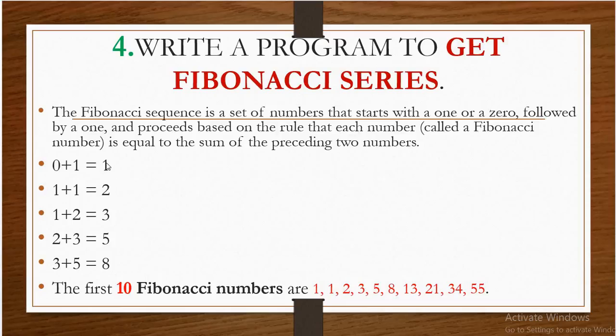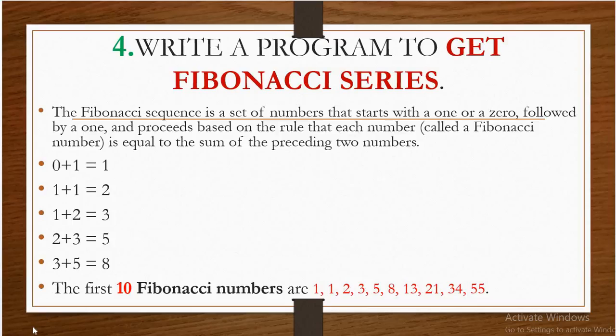It is the sum of the previous two numbers. 0 plus 1 is equal to 1. Now the last two numbers are 1 and 1, and the next digit will be 1 plus 1, 2. Like this we can count the sequence of the Fibonacci series. And 2 plus 3 is equal to 5, like this 3 plus 5 is 8, and here you can see the first 10 Fibonacci numbers are 1 1 2 3 5, 3 plus 5 is 8, 8 plus 5 is 13, 13 plus 8 is 21, like this you can see here.